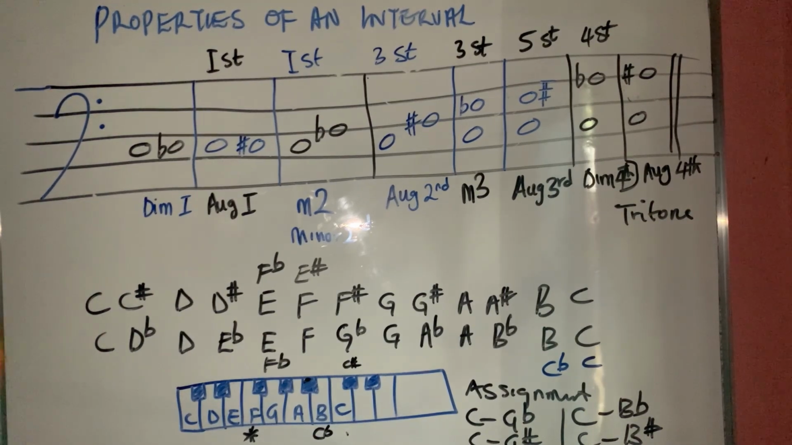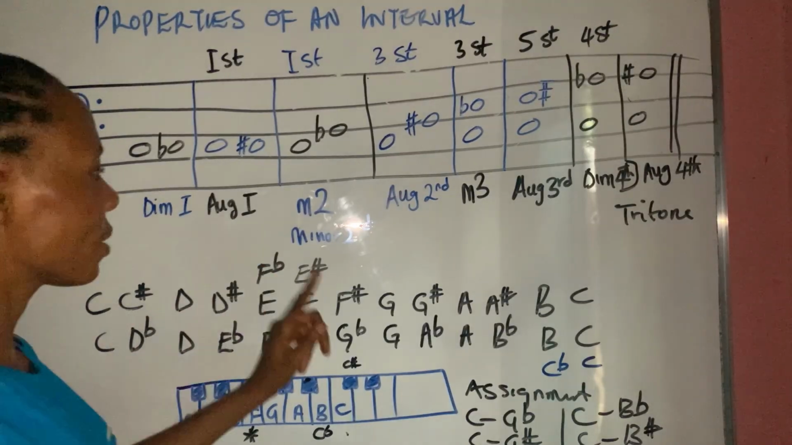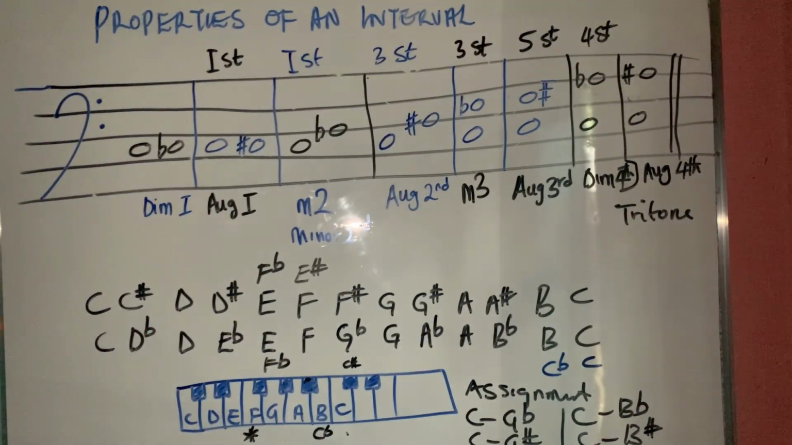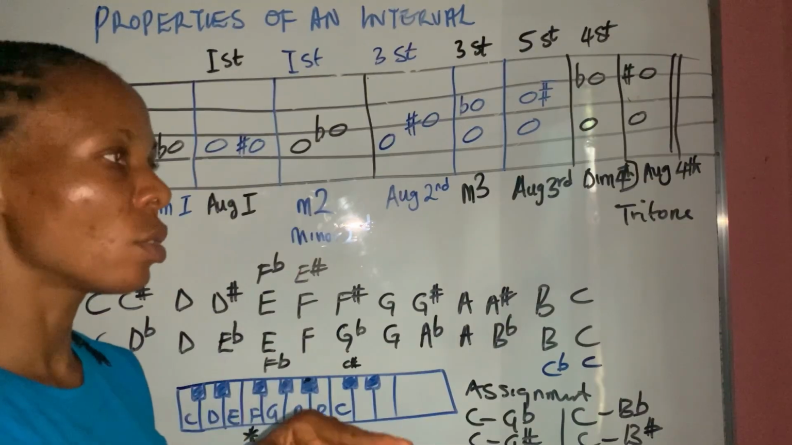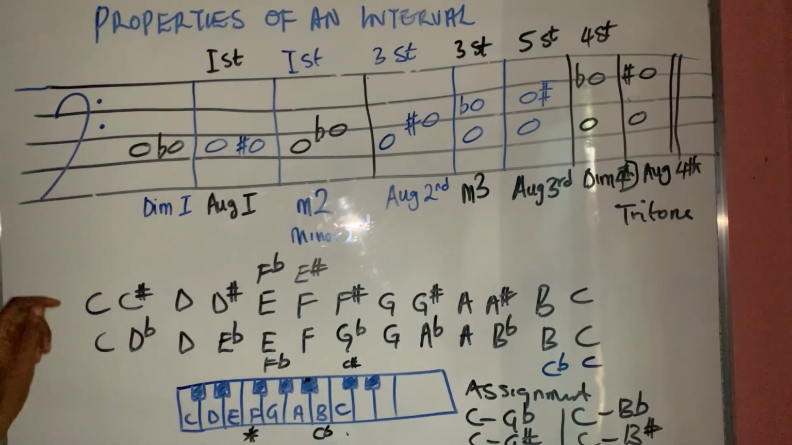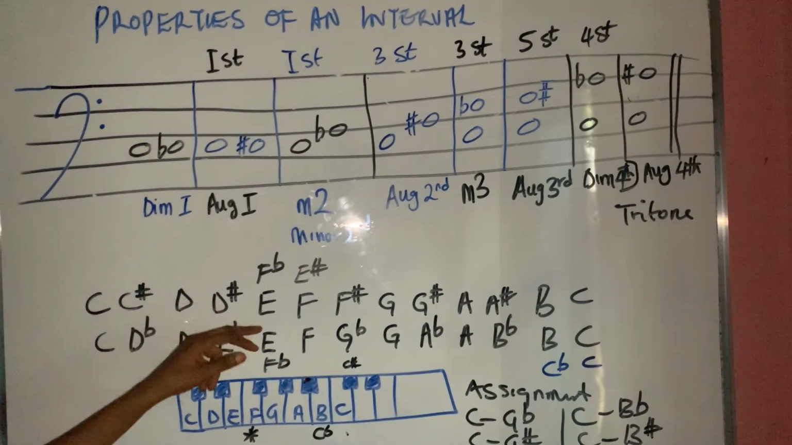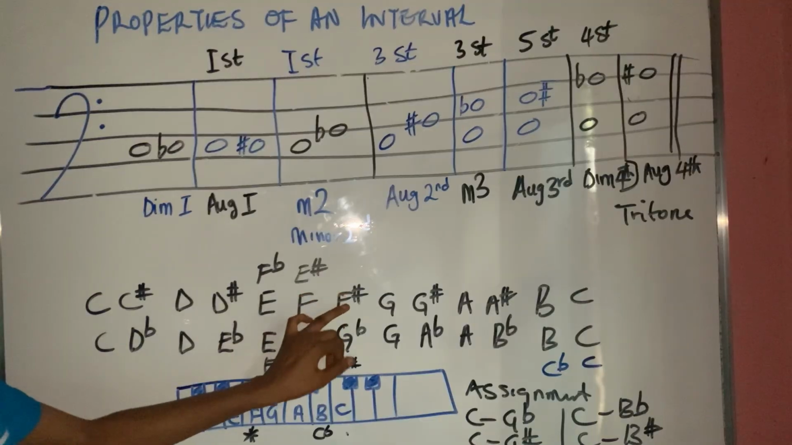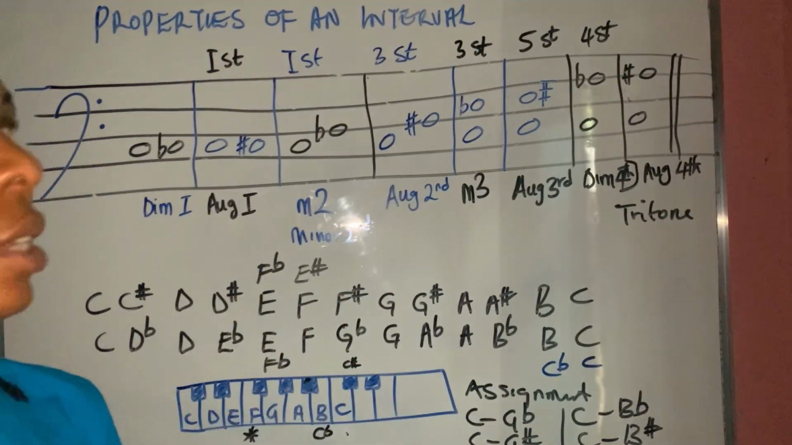Now let's see again. C to F sharp, how many semitones? 1, 2, 3, 4, 5, 6 semitones. So that's what is called a tritone. How many tones? C to D, 1 tone, 2, and 3 tones. So it involves 3 tones too.